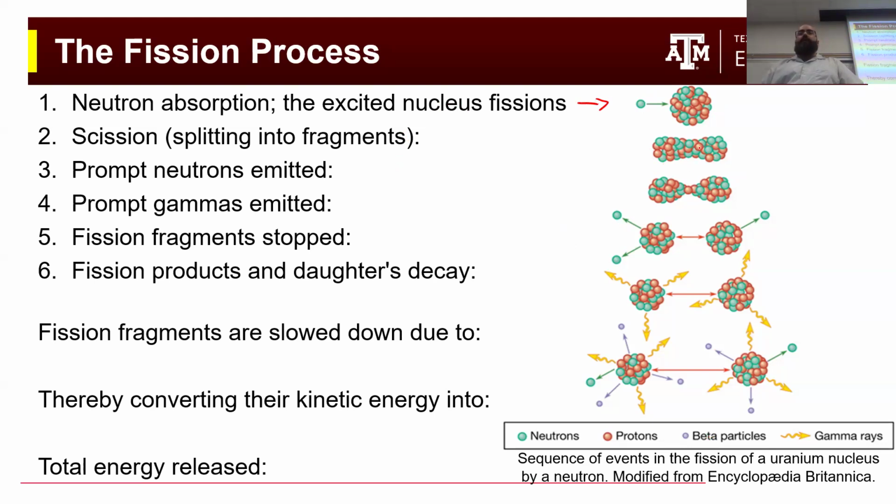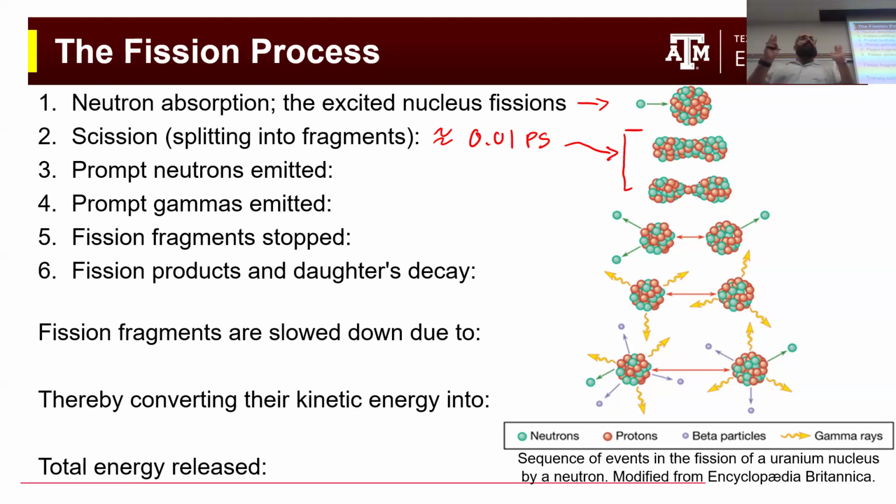Scission is the process by which that nucleus begins to split into two pieces. And this process is very, very quick. So this scission process happens in about 0.01 picoseconds. And that's what this is showing. That nucleus splits into two.